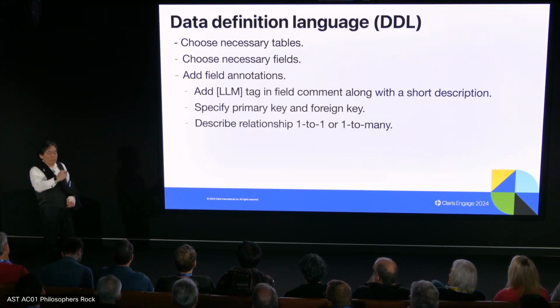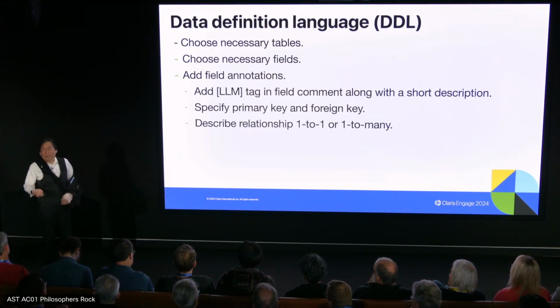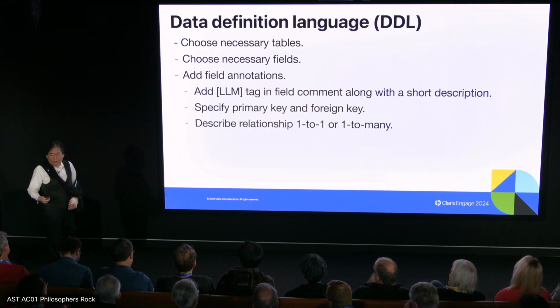If you specify a foreign key, the LLM will understand that this child table is actually one-to-many. Again, it has multiple quarters.